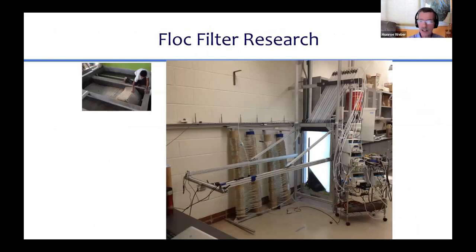Okay, so let's talk about some laboratory results that we obtained. So you can actually see some of this, that it's not just an animation by Monroe, but actually some real video that has been untampered. Okay, so this is some flock research that we did, and we were trying to figure out what's going on inside of our sedimentation tanks.